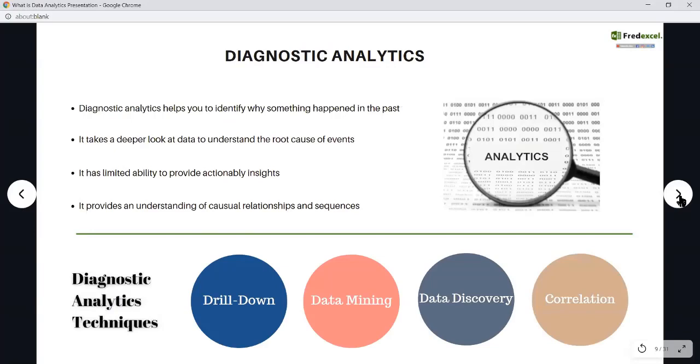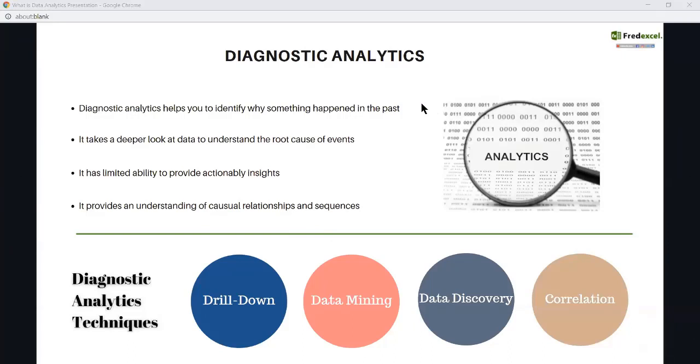Now, let's talk about the diagnostic analytics. When you talk about diagnostic analytics, we are talking about data which helps us to identify why something happened in the past. So here we are digging more into it. We are investigating. Why did it happen in the past? It takes a deeper look at the data to understand the root cause of an event. And here we are saying that it has a limited ability to provide actionable insights. It provides an understanding of causal relationship and sequence.